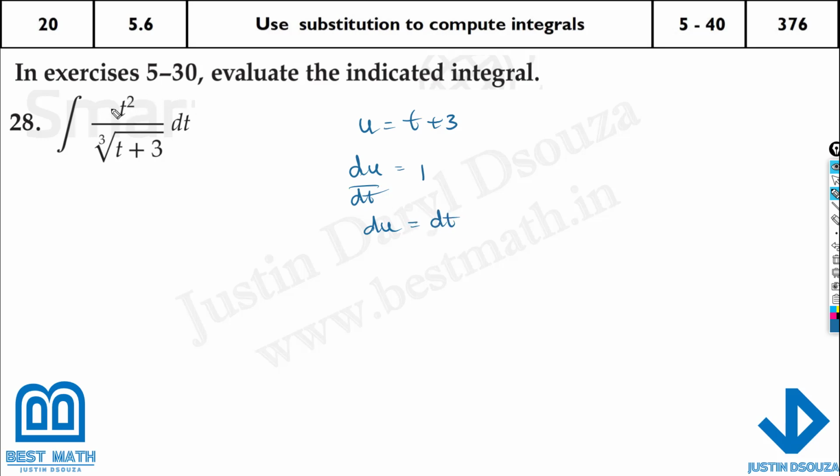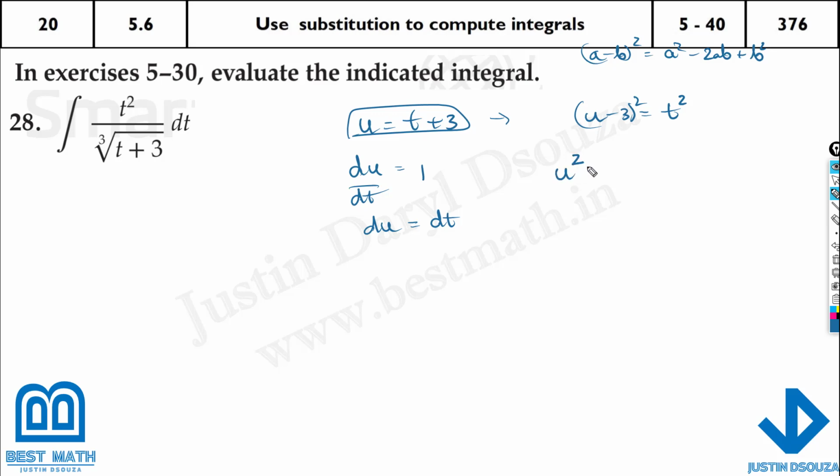So what is now t or t squared? From this, how can we rearrange and write t? So u minus 3 will be equal to t. But the problem is we have t squared, so we have to square both the sides. And now apply the square. This is the a minus b the whole square identity. It will be a squared minus 2 times ab plus b squared.